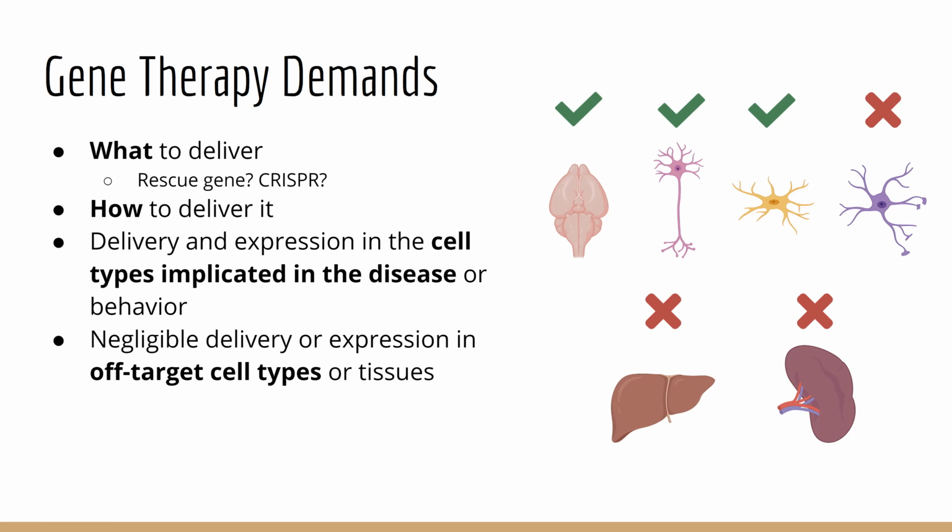And you have some criteria. What are the cell types that are implicated in the disease or behavior that you want to deliver to? And where do you want to avoid delivery? Either organs that might cause some sort of immune response, or cell types that might confound the research that you're doing, if it's like behavior research.